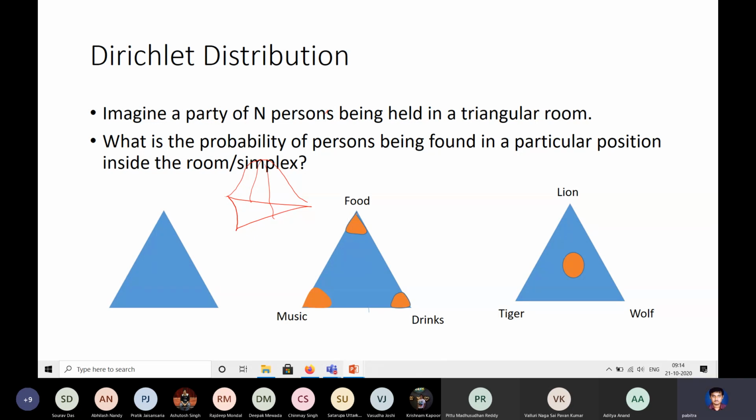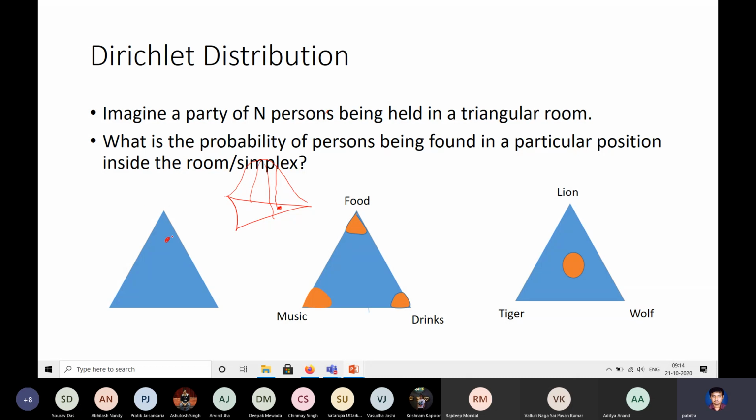But this distribution, you can see that this is very interesting, because if you draw a sample from this distribution, what would it be? It would give you a location. Say with high probability, a person would be found somewhere here in the room, if the distribution looks like this.